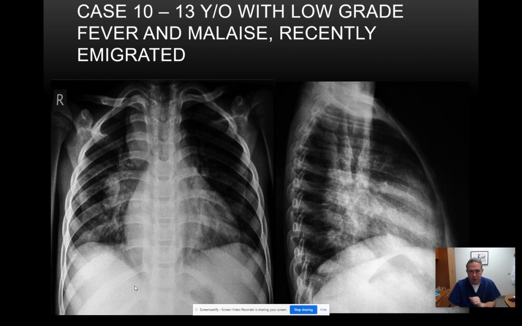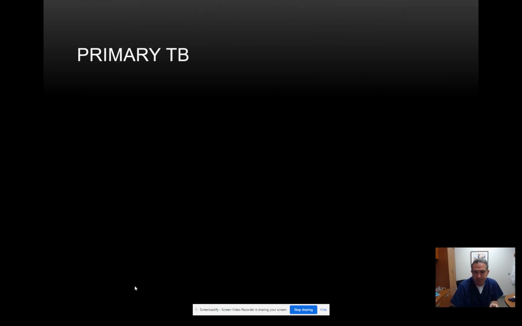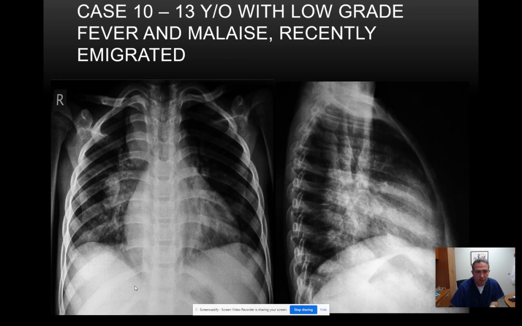Case number 10, 13-year-old with low-grade fever, malaise, recently emigrated, some right paratracheal lymphadenopathy, some airspace disease. So this is primary TB. So primary TB in a child: lymphadenopathy, pneumonia, and lymphadenopathy.